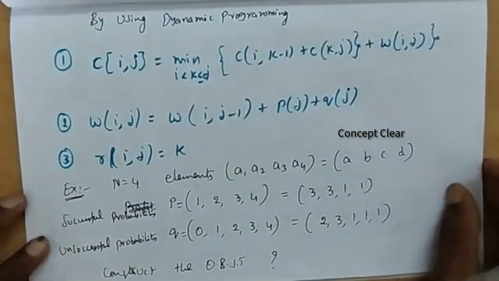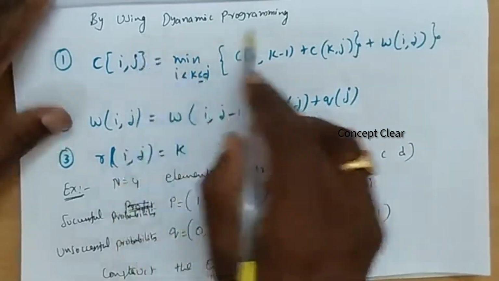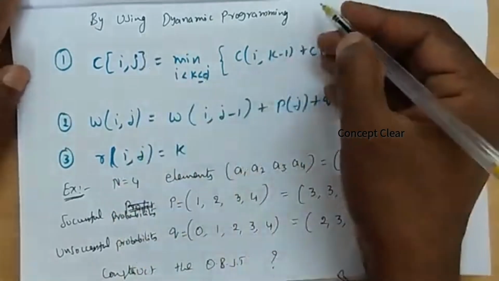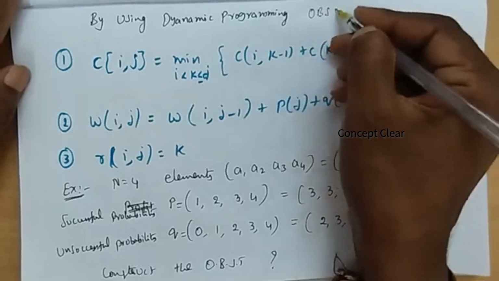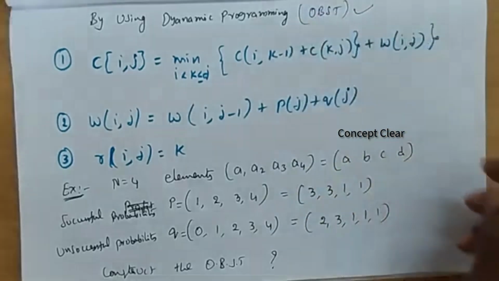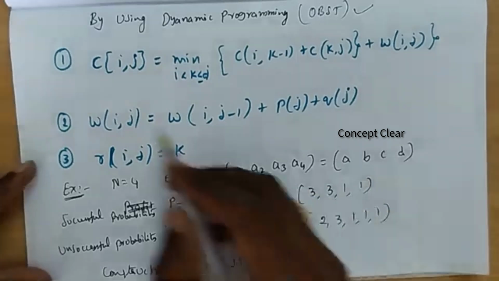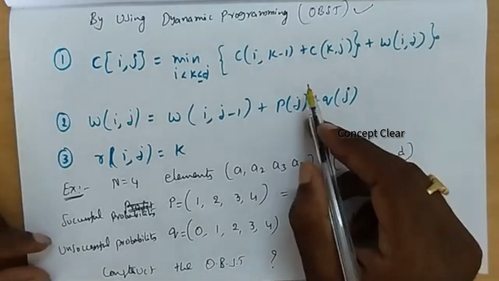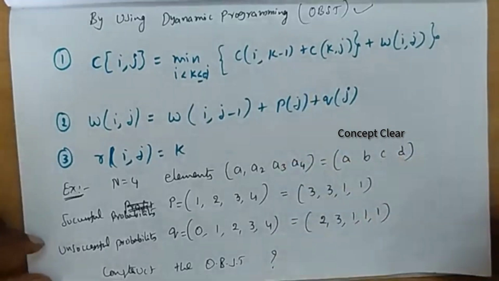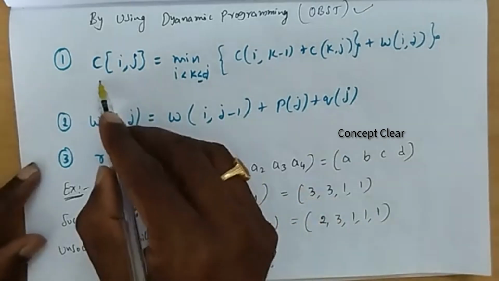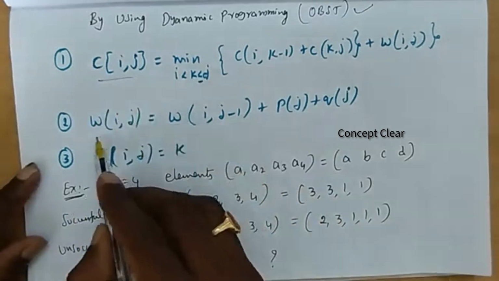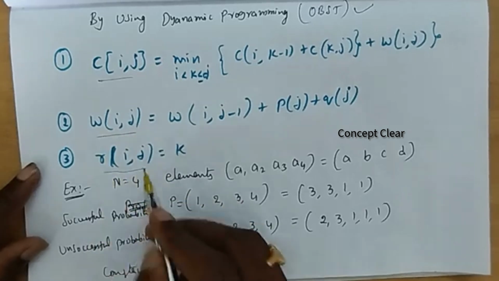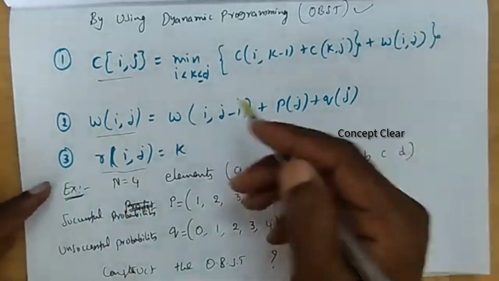Now we will see what the formulas in dynamic programming are. In optimal binary search tree we have 3 equations. These are very important formulas. Okay, if you know these formulas, we can write them on our own in the examination also. Okay, see, this is the C of i comma j, this is the W of i comma j, this is R of i comma j. Okay, we will discuss later.